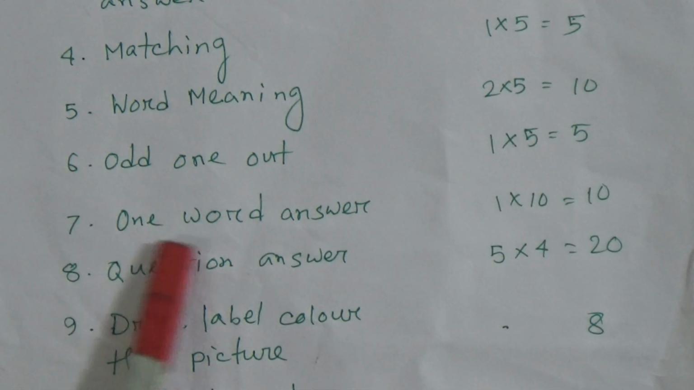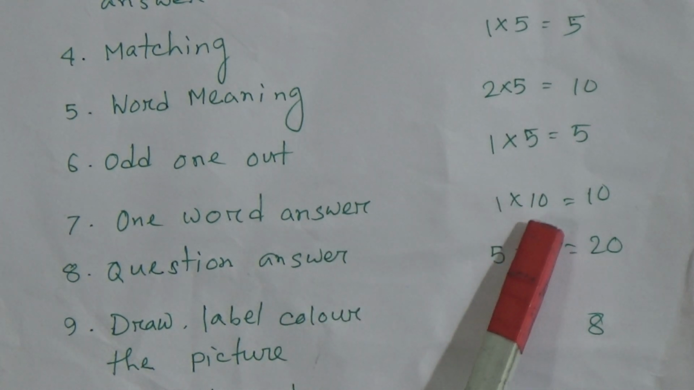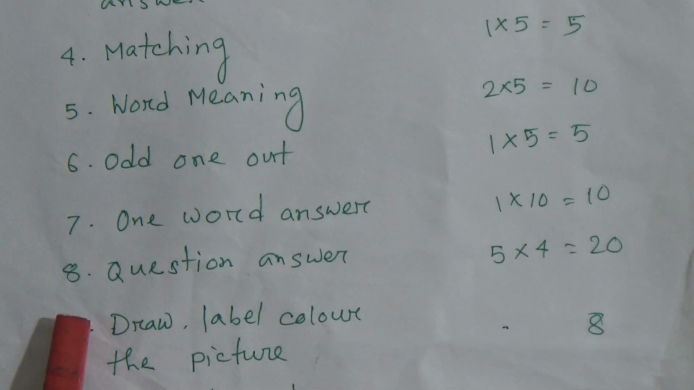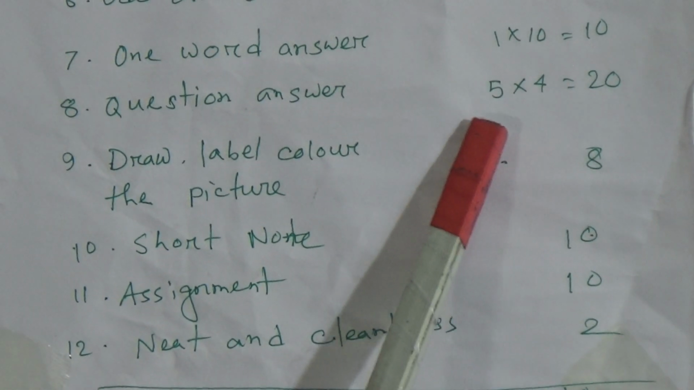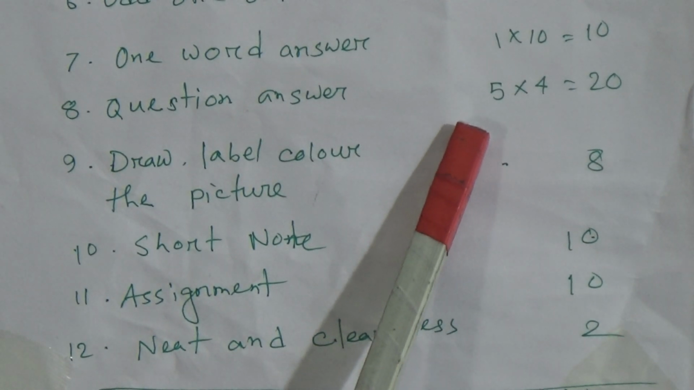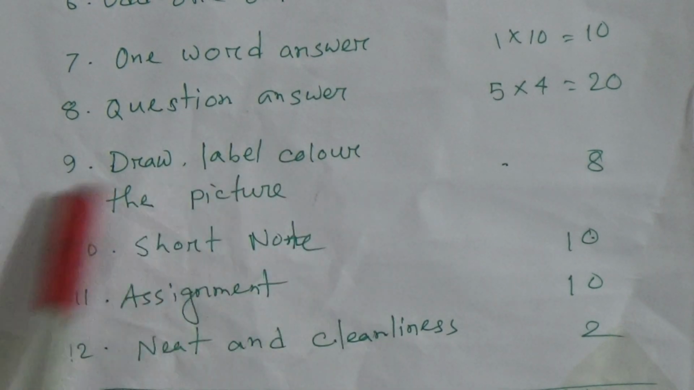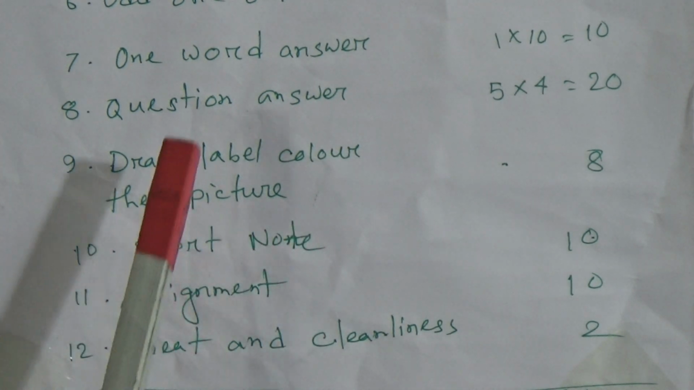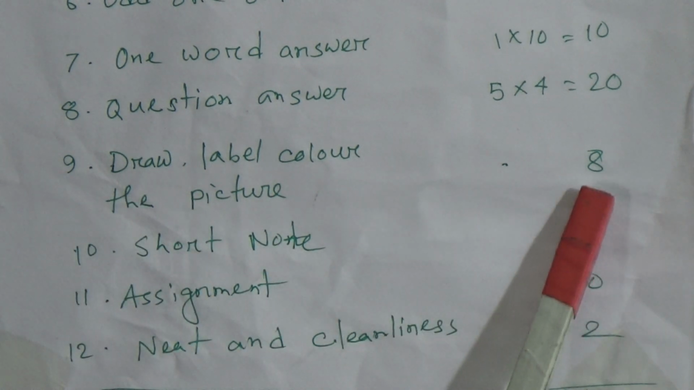Number 7, one word answer. My dear students, you have to answer 10 one-word answers in the exam, and total marks will be 10. Number 8, question answer. You have to answer 4 question answers, and each question answer carries 5 marks, so total marks will be 20. Number 9, draw, label and color the picture. You have to draw the figure, then you have to label and color, and the total marks is 8.